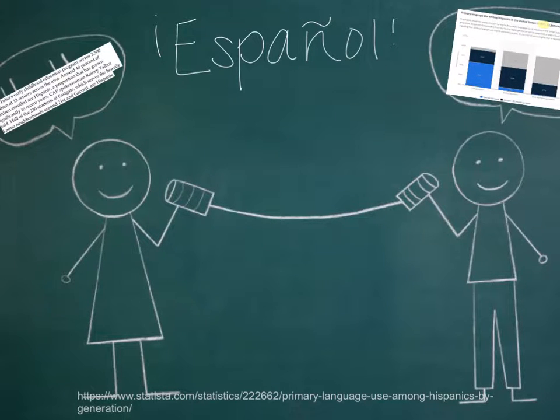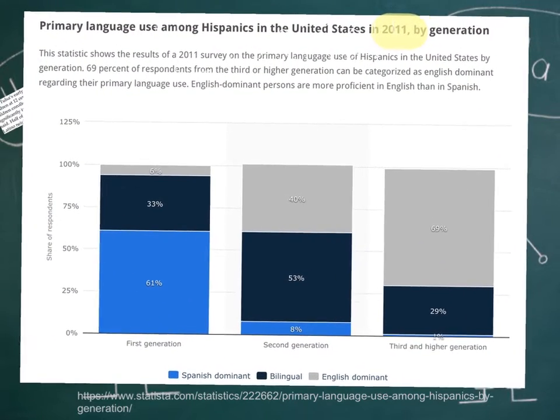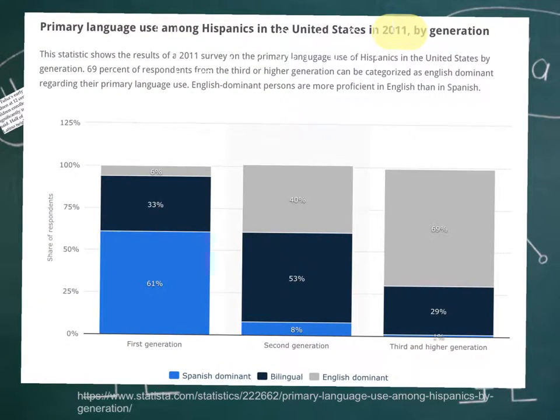So, other than English, Spanish is the highest spoken language in the United States. To give an example of that, I'm going to show a statistic about primary language use among Hispanics in the United States from 2011. What this graph basically says is that first generation individuals will be mainly either Spanish dominant or bilingual. Second generation is about half and half. And third generation, it's about 70% English dominant, but still about 30% Spanish or bilingual dominant.